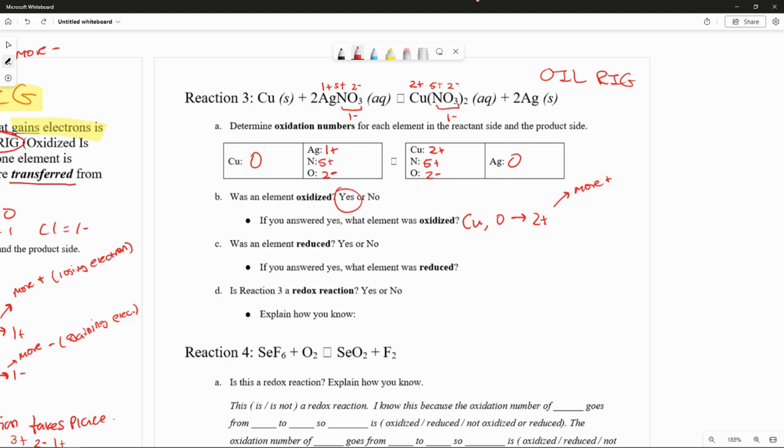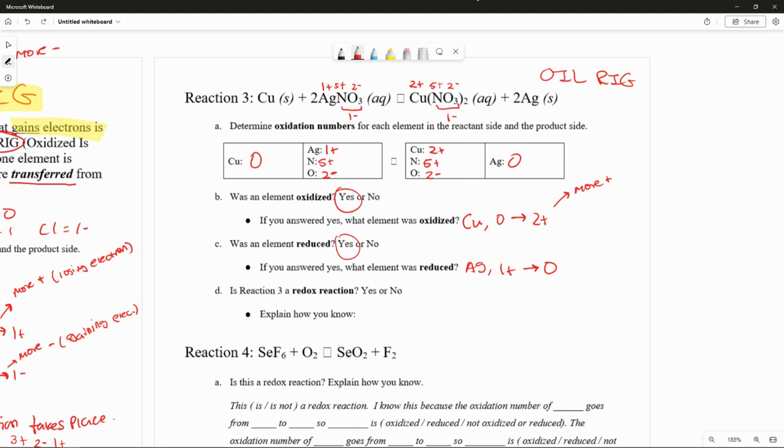Was an element reduced? We already have Cu down, so let's take a look at Ag. Ag is going from 1 plus to a 0. If you're gaining an electron, you're going from a 1 plus to a 0. So based on this, we know that something was reduced, and that is Ag, because 1 plus to a 0 means that you are gaining an electron.